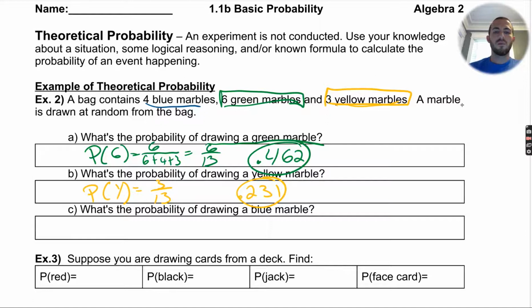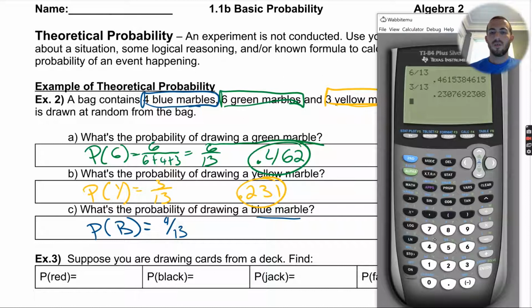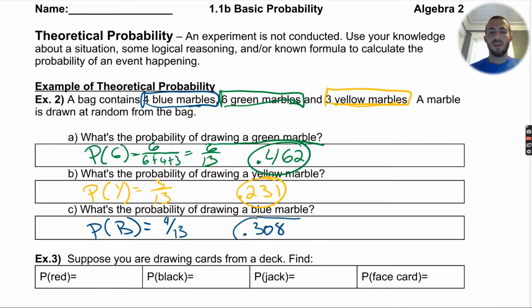And the last one with blue, so the probability of pulling a blue, there are 4 total blue marbles. The total amount in the bag, there are 13. So we would do 4 divided by 13, 0.3076, that 6 rounds up to 7, so 0.308.